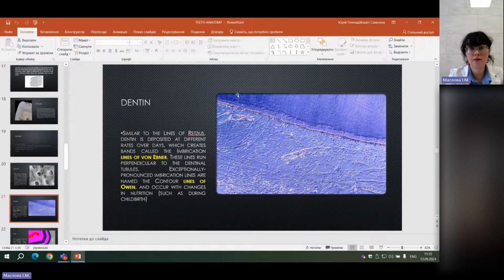You can see the dentine, predentine, the dawn of predentine, and the pulp. And you can see how the dentine is organized.